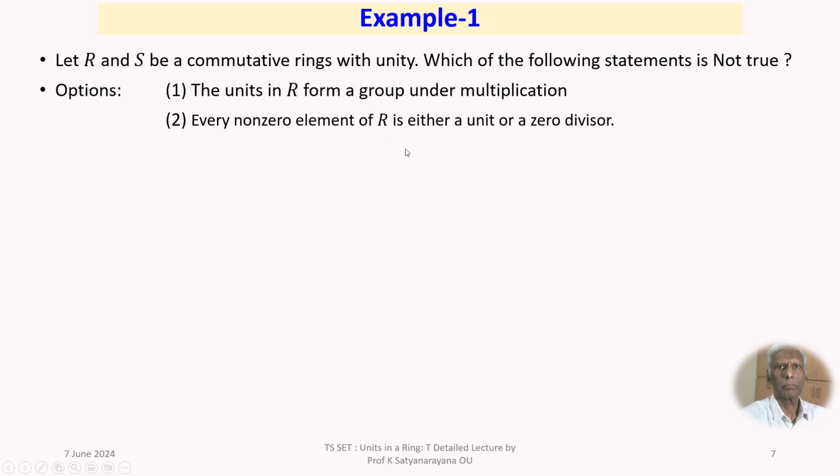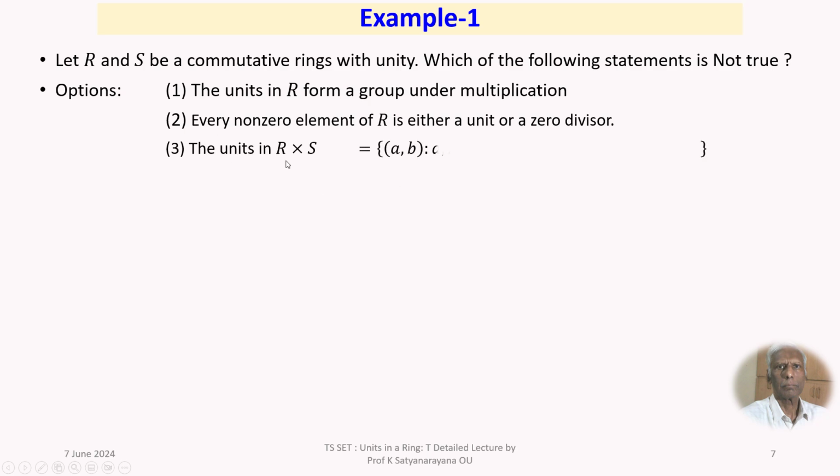That is Z plus dot, where there are elements which are neither zero divisors nor units. So every non-zero element of R is either a unit or a zero divisor is wrong. Counterexample is Z plus dot. We have already chosen. So option 2 is not true.